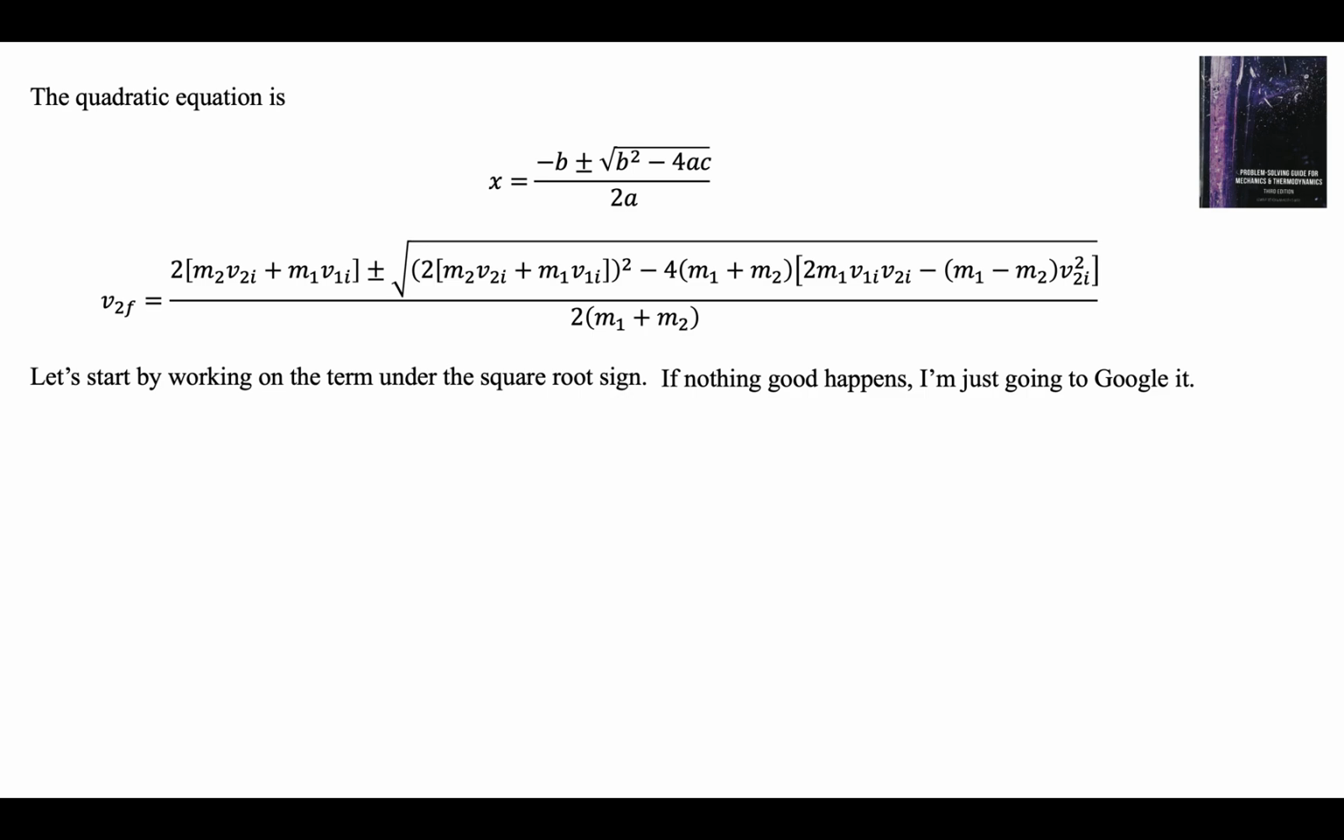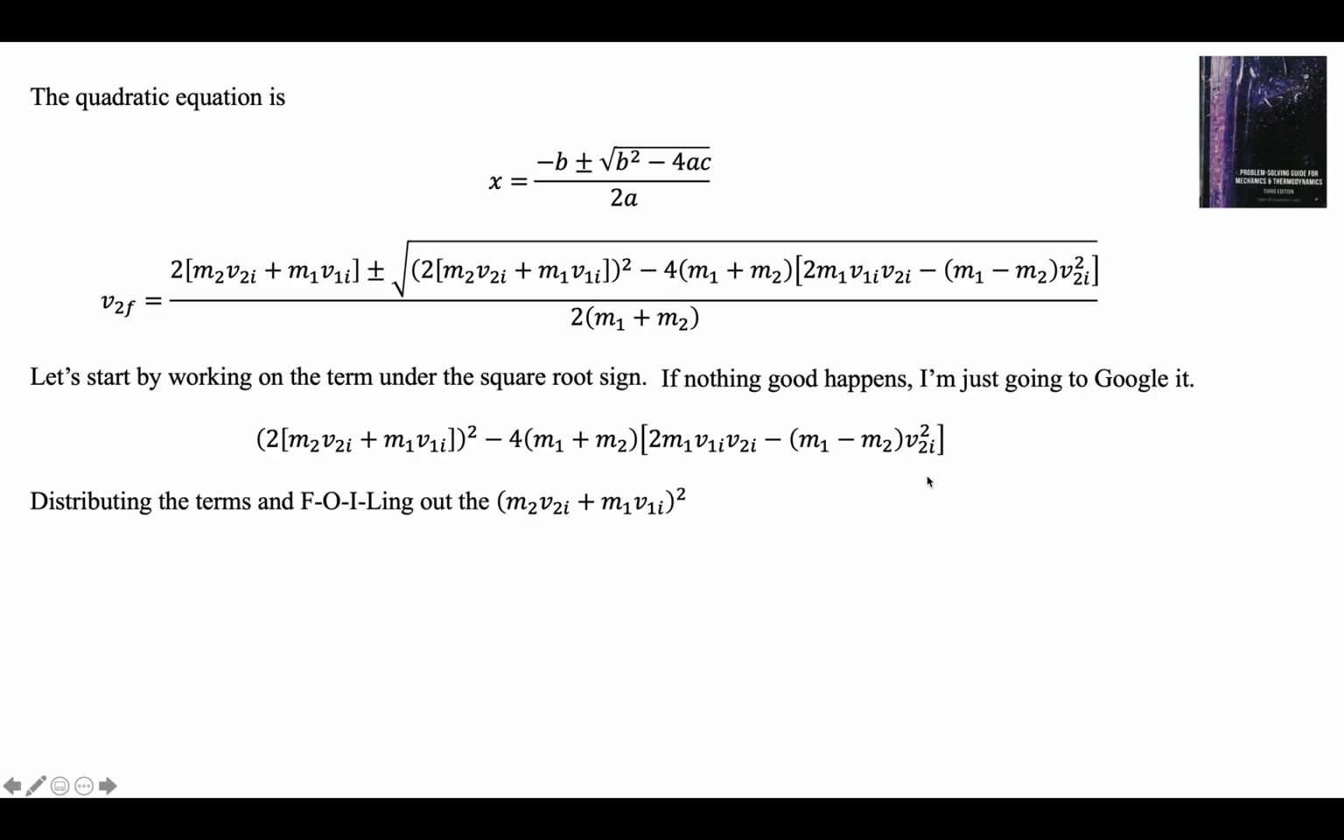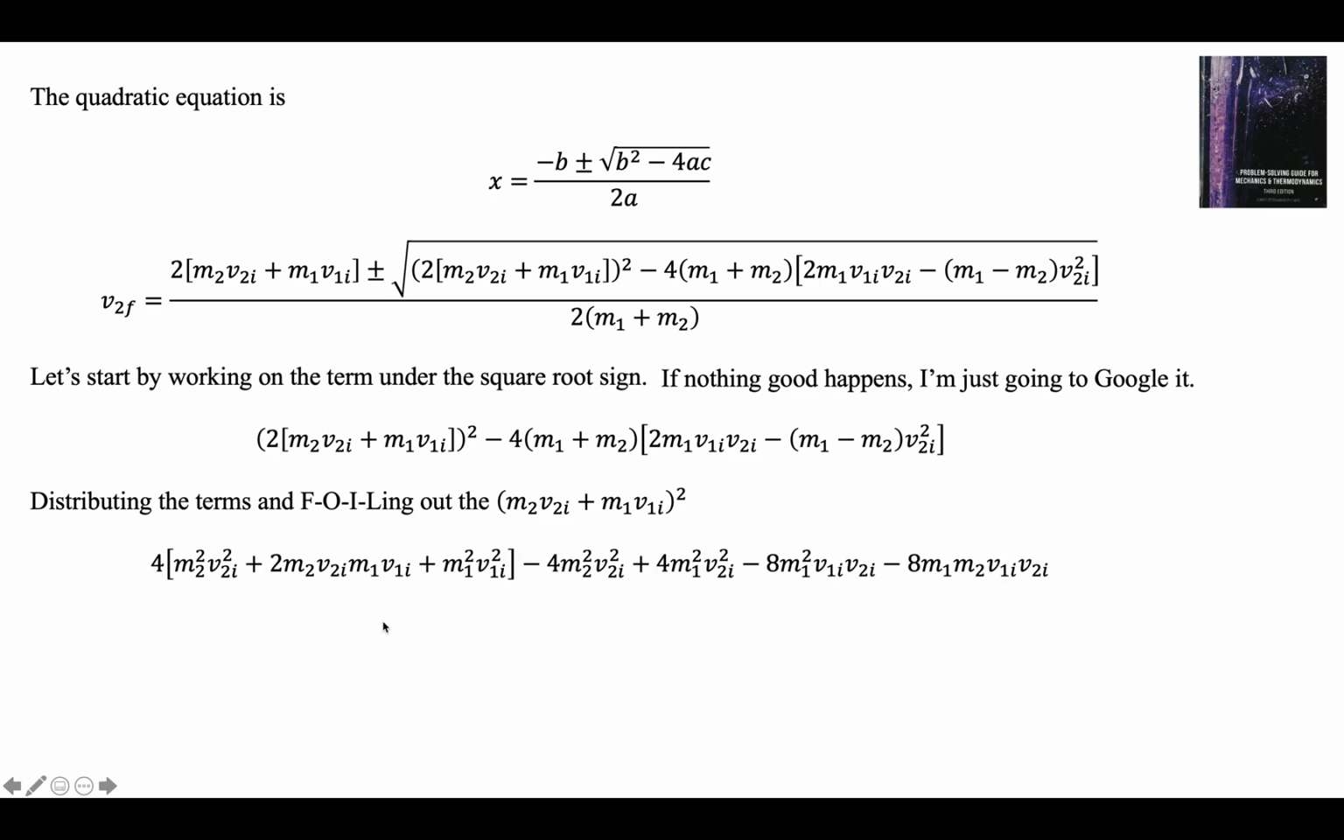So here's the square root sign. I'm going to take that out. This is under the square root sign. See what happens. I'm going to FOIL out this term right here. There it is. I'm going to distribute the 4 m1 plus m2. I did that over here.